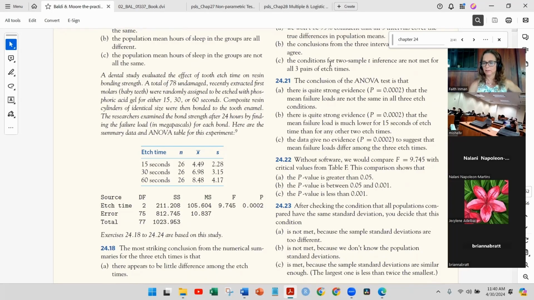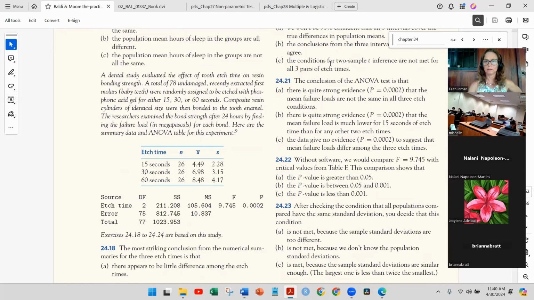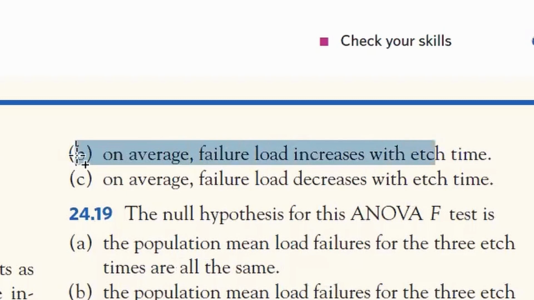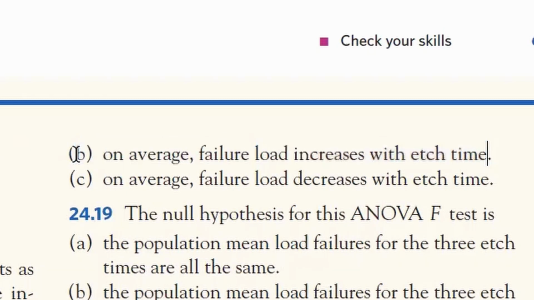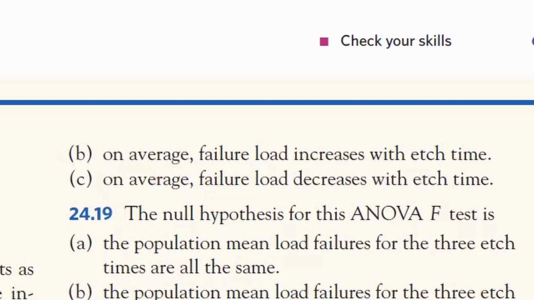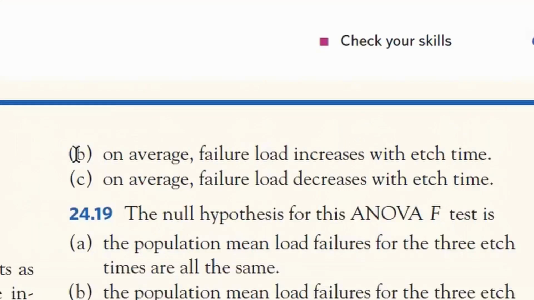How about, scroll back up to the top here to get the other possible answers. Come on, up, up. B, on average, failure load increases with etch time, or on average, failure load decreases with etch time. So you look at the data, you're like, okay, here's our failure load by etch time. What's going on here? No difference, increasing, decreasing.